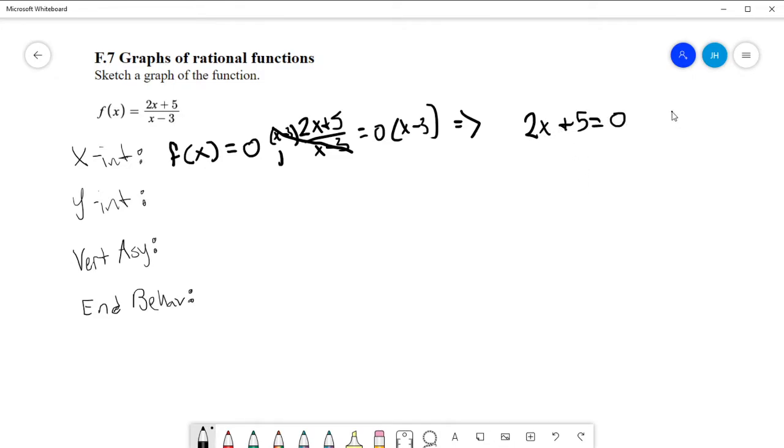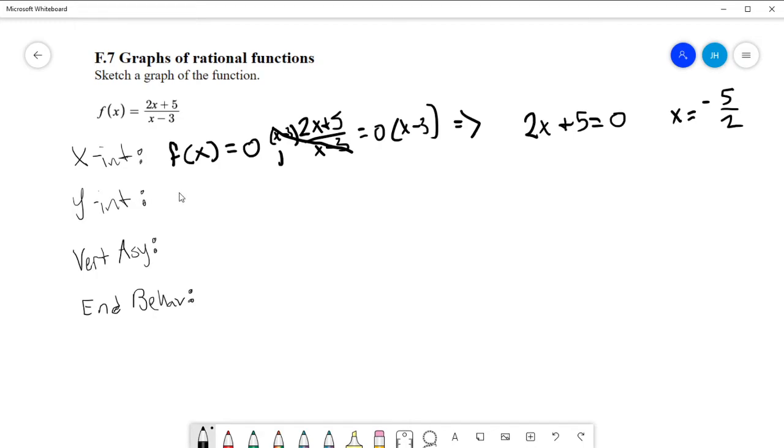So what would x be? It would be negative 5 halves. That's the x-intercept. In reality, when you're trying to find the x-intercepts of rational functions, it'll just be when the top part equals 0, right? Because the bottom part, we can always just multiply it over like we did here.